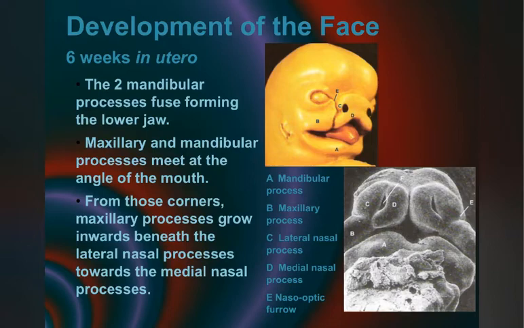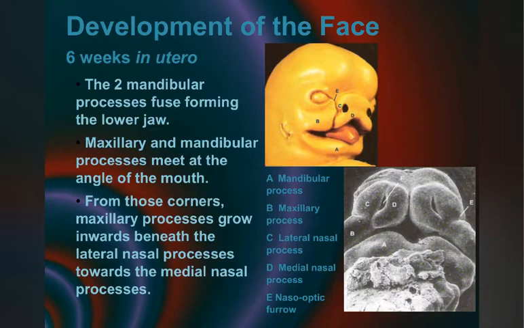Here we identify nasal orifice. C is the lateral nasal process, which is above and lateral to the nasal orifice. Medial nasal process is medial and below the nasal orifice. We can also identify here the otic placode. Otic for ear, which marks the site of the future ear development.